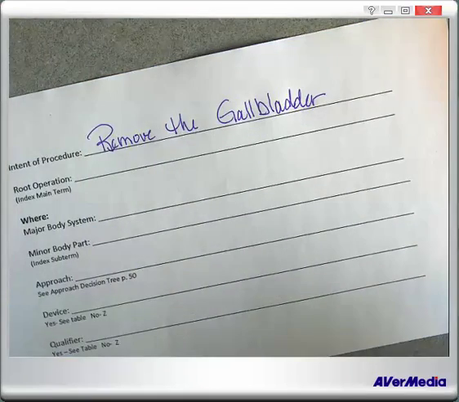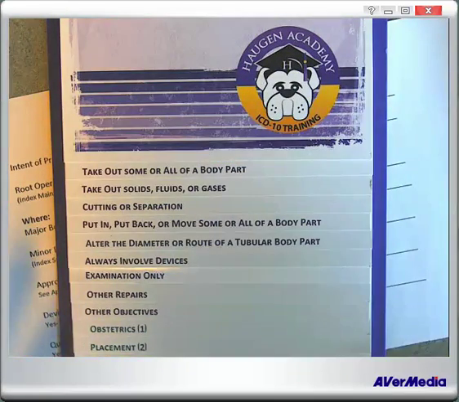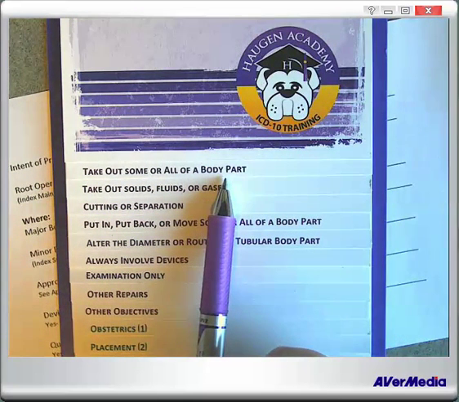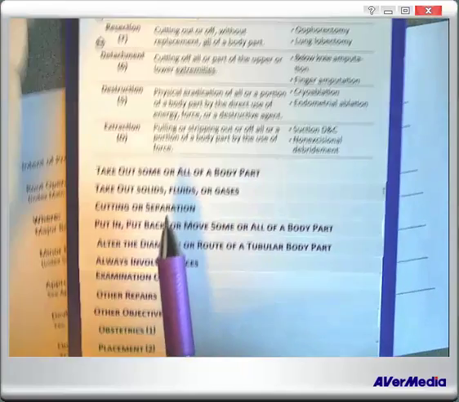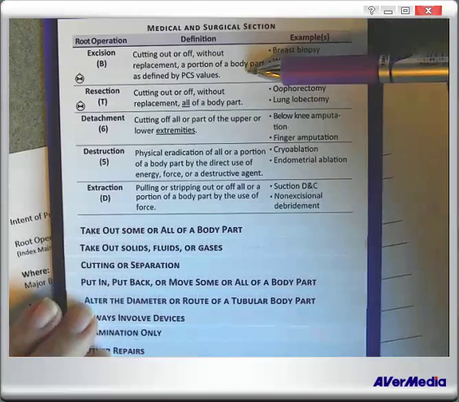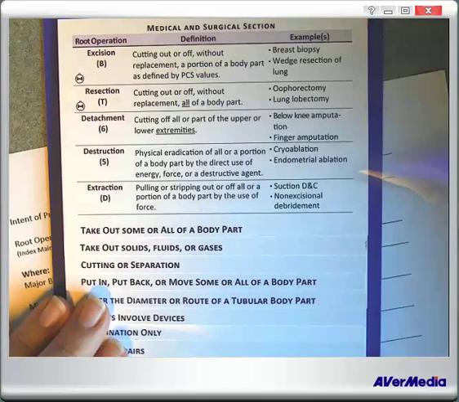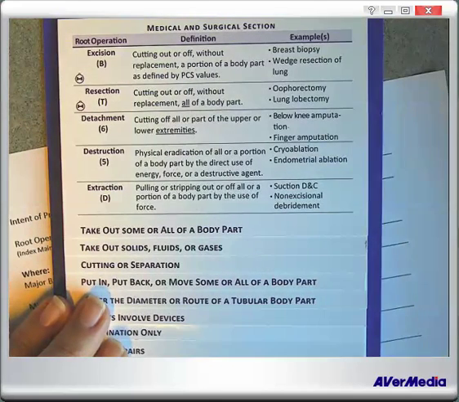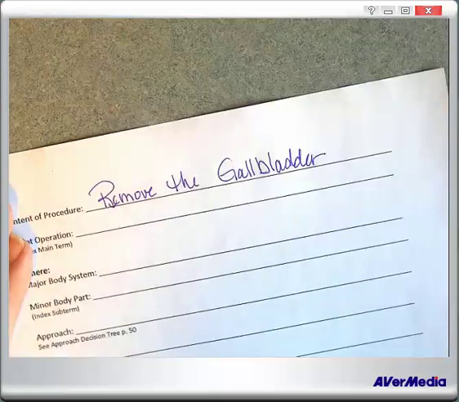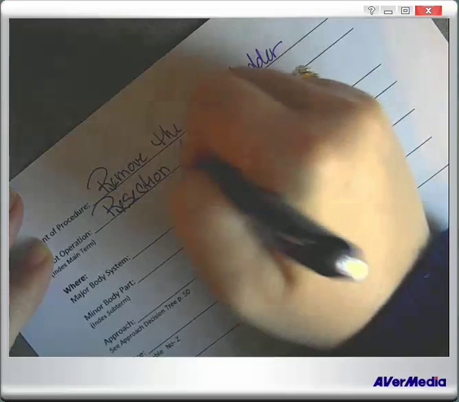So now we've got to decide what our root operation is. So let's get out our flip bits. Take out some or all of a body part. Well, your gallbladder is a body part, and we're taking out all of it, so let's take a peek. Excision says it's a portion of a body part, so it doesn't fit excision. But resection says cutting out or off without replacement all of a body part. Okay? That is what we have done. So we now know that our root operation is resection, and the character for that is T. So let's just go ahead and put resection, and we're just going to put this here as a T.